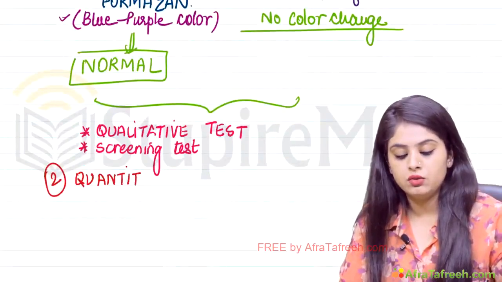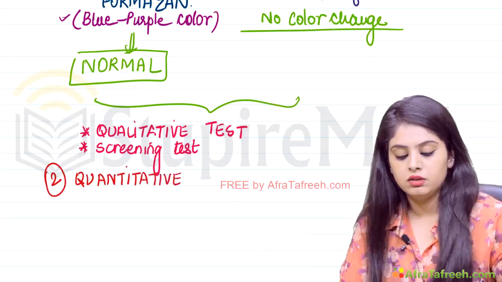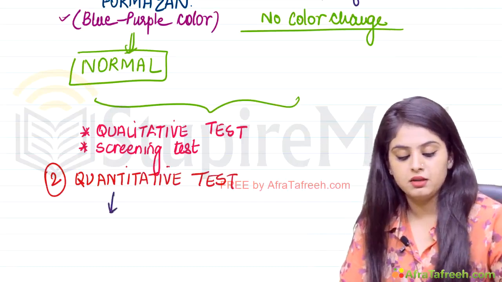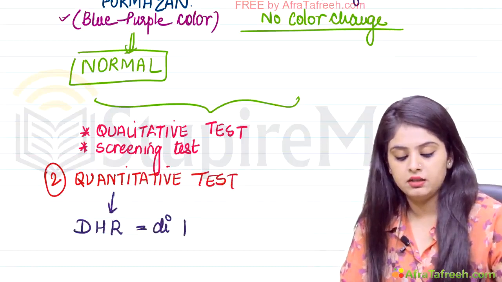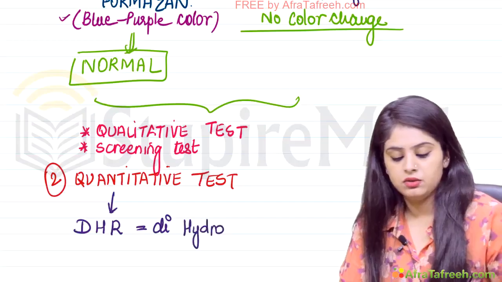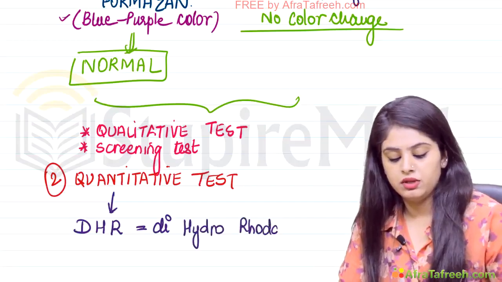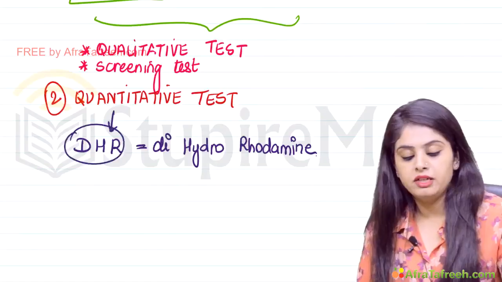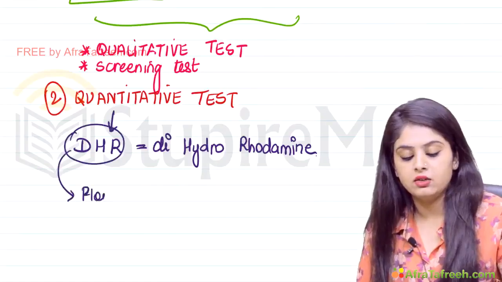You just need to know the name of the test. The quantitative test is known as DHR, that is dihydrorhodamine. Dihydrorhodamine is a molecule that is going to be tested via a technique known as flow cytometry.